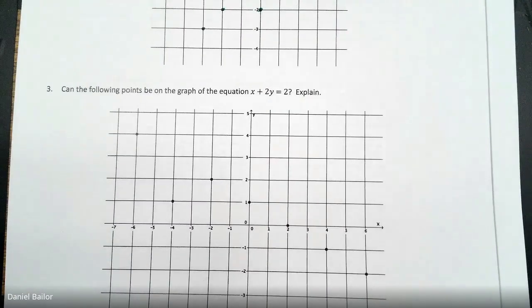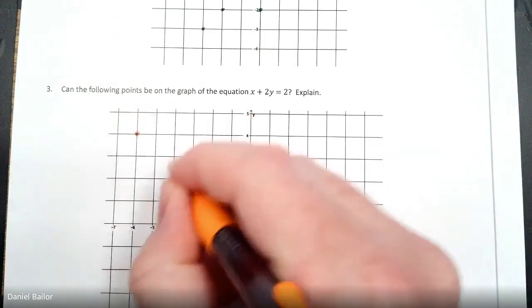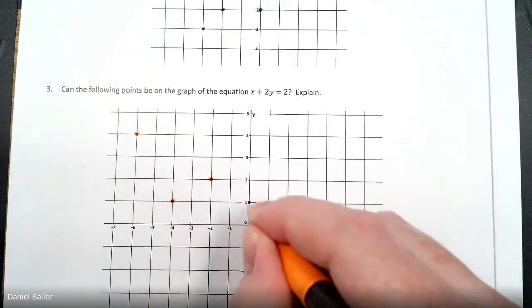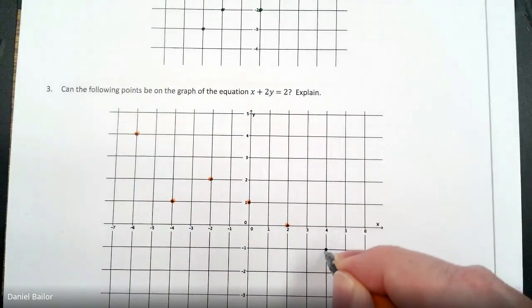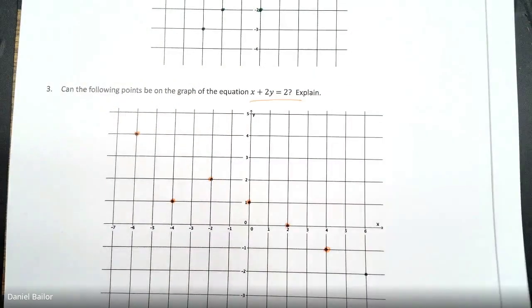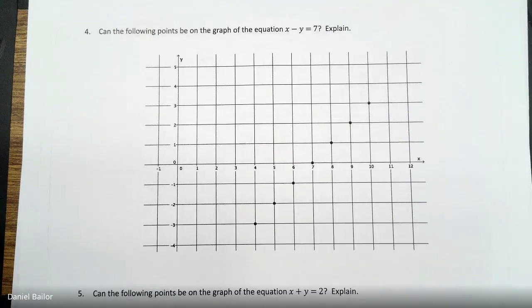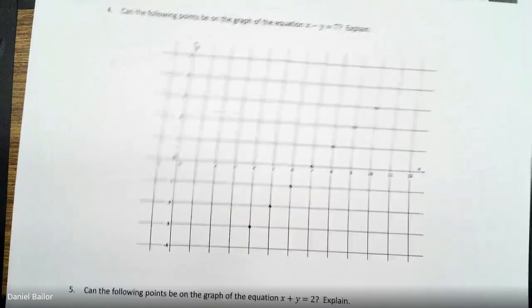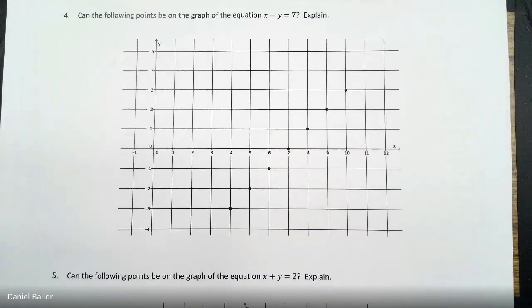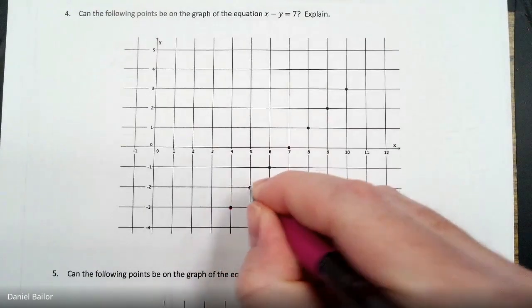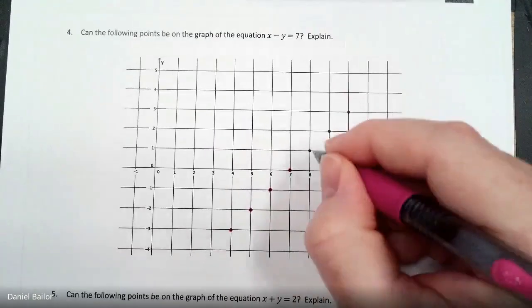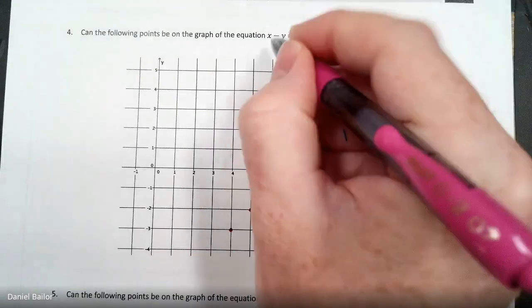For number 3, can these points, and it might be a little bit hard to see what points they're talking about, but can these points be on that equation? Can the following points be on that equation, or is there something wrong? Explain. Problem set continues on page 144, asking the same question. Do these points match this equation?